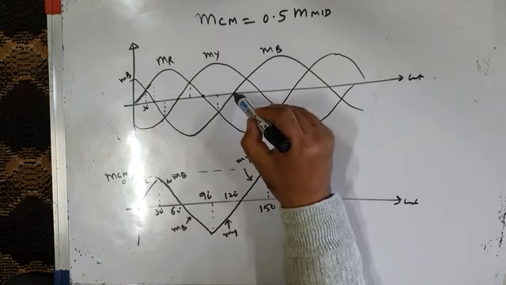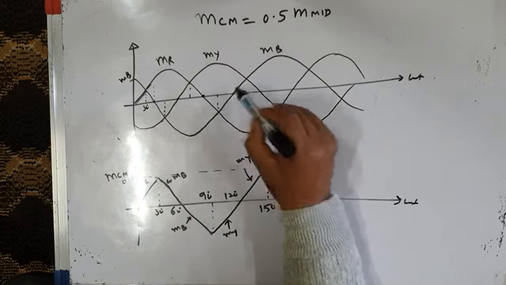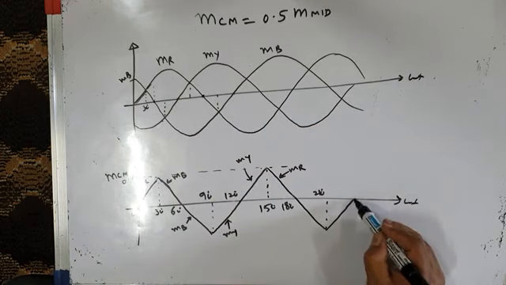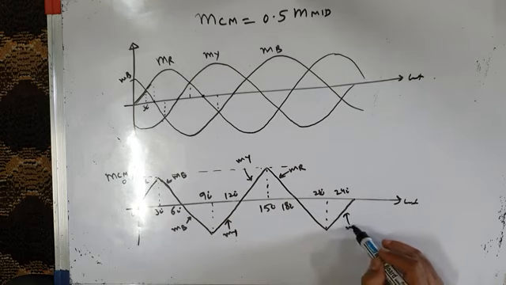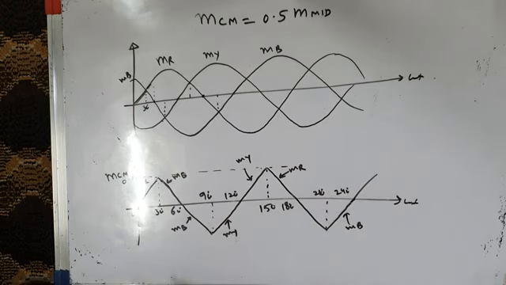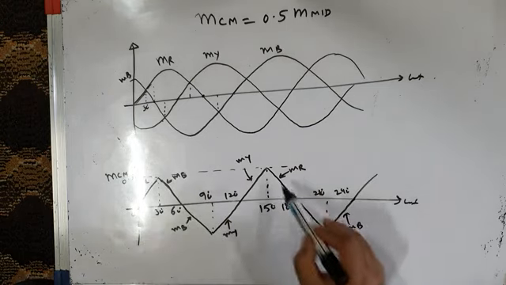Now 210 degrees to 240 degrees, which waveform is M mid? MB is now M mid. From 210 to 240 degrees, MB is M mid, and you can continue like that. This is how you find the M mid.